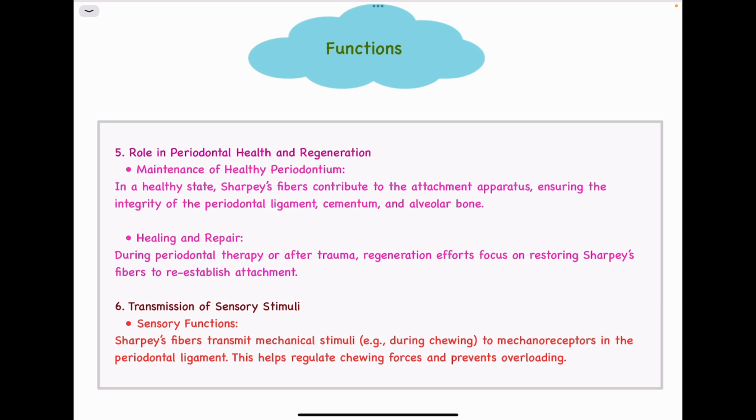Sixth function is transmission of sensory stimuli. As we know, PDL is a living tissue. It has certain mechanoreceptors which transfer the mechanical stimuli. So the Sharpey's fiber also has some sensory functions, as they transmit the mechanical stimuli, any kind of mechanical pressure, such as during chewing. The mechanoreceptors which are present within the periodontal ligament help to regulate the chewing forces and prevent any overloading during the chewing. So this is a very important function of the Sharpey's fiber. It also has a very important function which is sensory in nature. This is very important to remember here.